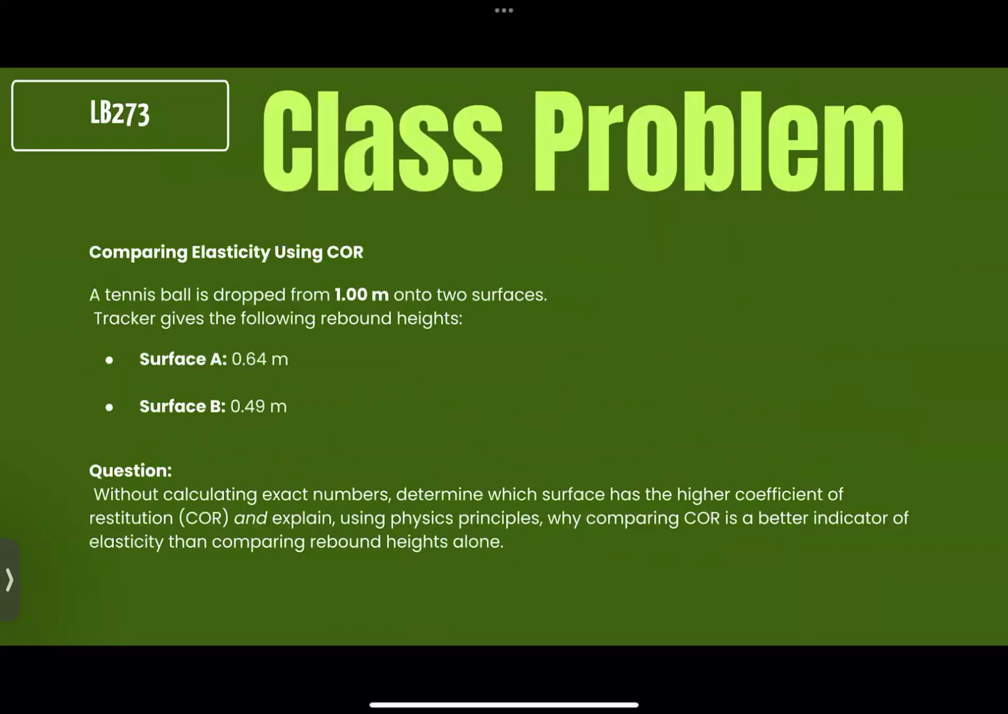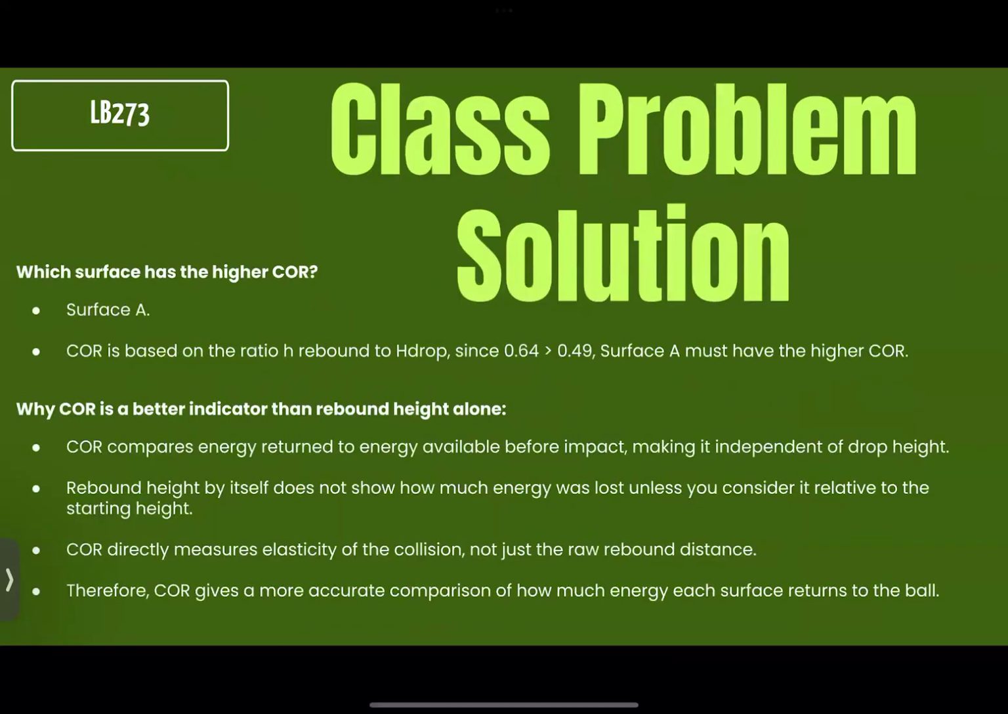And here's my class problem, the solution, and my sources.